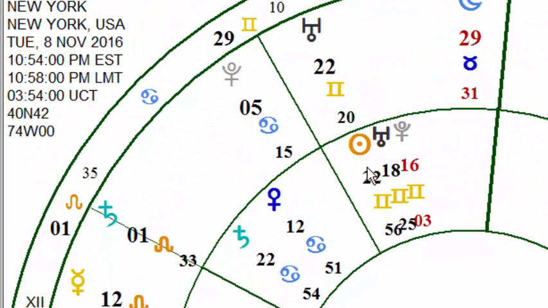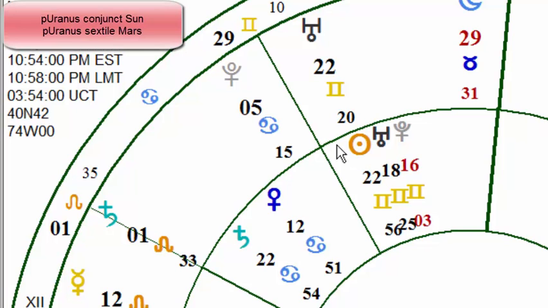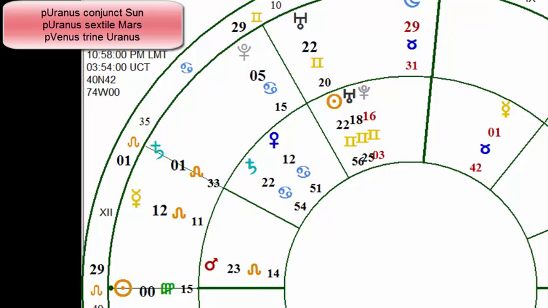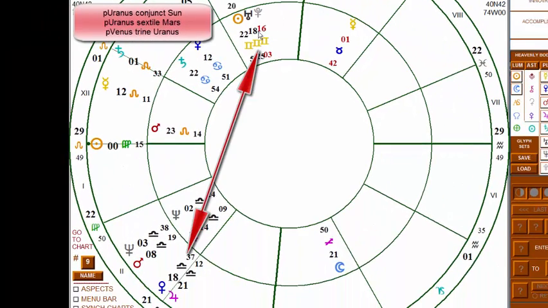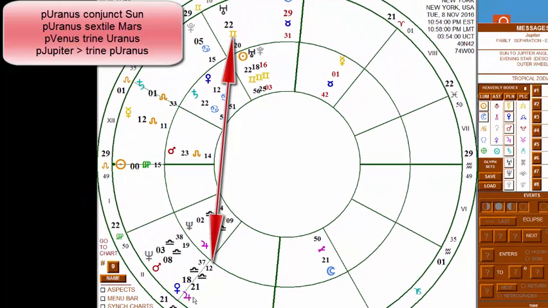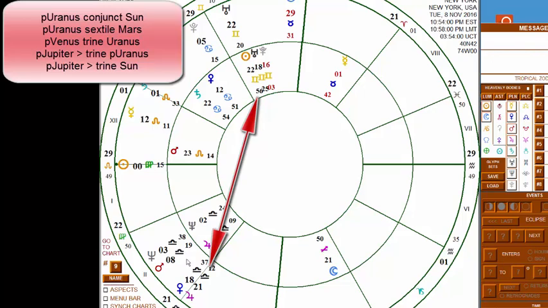Now, what I see here is progressed Uranus conjuncting the sun. That is a long, long, long aspect. I also see progressed Uranus sextiling Mars, 2220, 2314. I see progressed Venus down here trining natal Uranus, and I see progressed Jupiter closing in on a long trine to progressed Uranus when it gets to 2120, which is not too far away, and then also trine the natal sun at 2256.